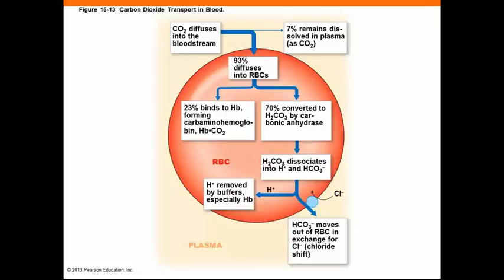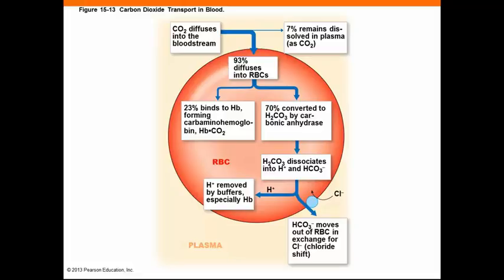So this figure is showing the three ways that carbon dioxide is transported. Again, about 7% of carbon dioxide is simply dissolved in the plasma. 23% is in red blood cells bound to hemoglobin. And remember, that's bound to the globin portion of the hemoglobin, and it forms a carbaminohemoglobin molecule.